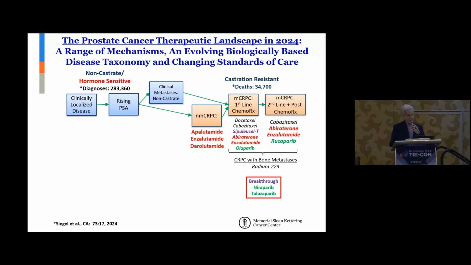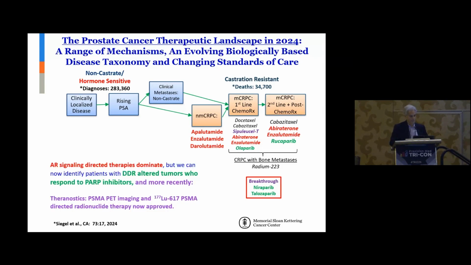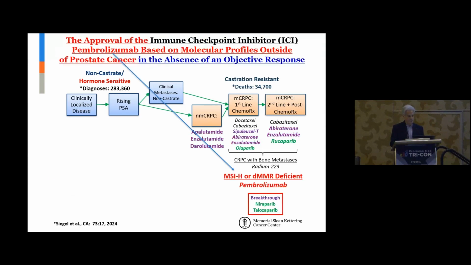If you start thinking about the approvals, in red you'll see the androgen receptor targeted agents, all approved. We also have a group that specifically have DNA damage repair alterations. Another set of drugs in green have also been approved. I mentioned the theranostic approaches. I think of this as inside-out radiation, which is actually quite effective. That was approved about a year ago.